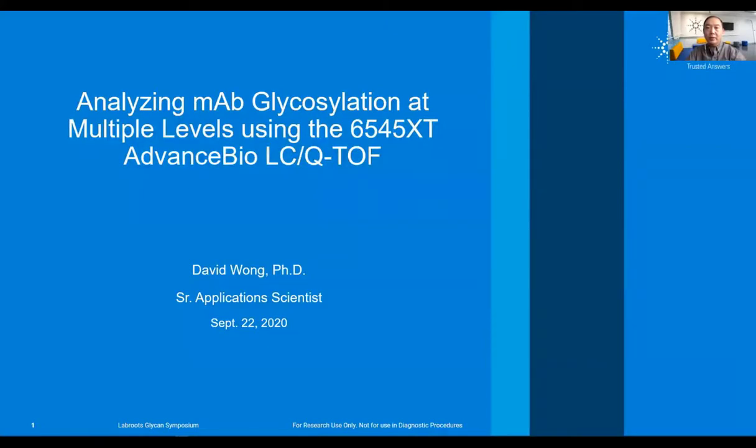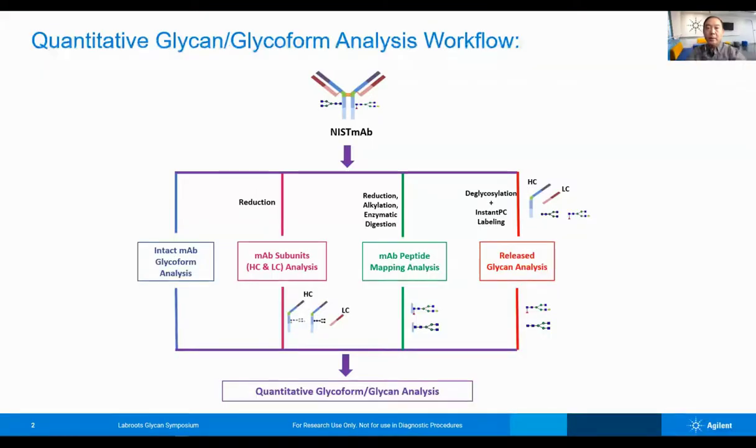Hello, everyone. Thanks again to this Labroots Glycan Symposium. My name is David Wong, and I'm an application scientist at Agilent, focusing on the biopharma application development. In this presentation, I would like to give a short introduction on how Agilent is focusing on providing an end-to-end solution from the sample prep to data analysis for several biopharmaceutical workflows. We have developed four major levels of the glycan or glycoform relative quantitative analysis workflow. Each workflow requires varying degrees of sample preparation, data acquisition, as well as data processing method. As a result, you will get different types of information from the different workflows. Now, I would like to talk about the advances that we have made in each of these workflows for glycoform or glycan relative quantitative analysis.